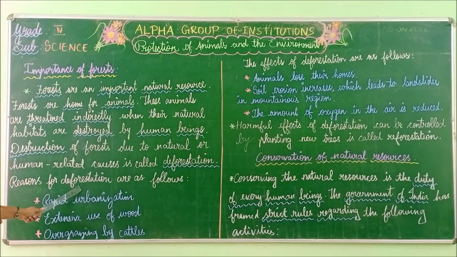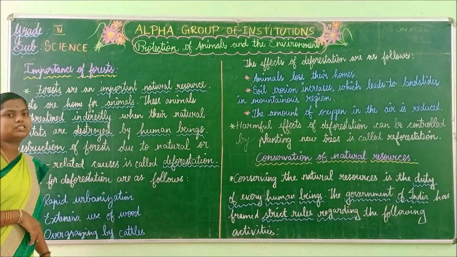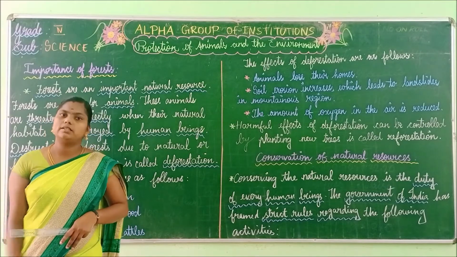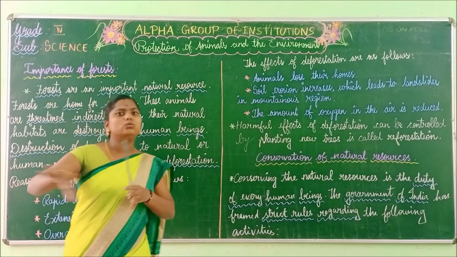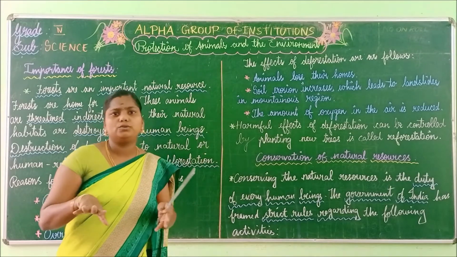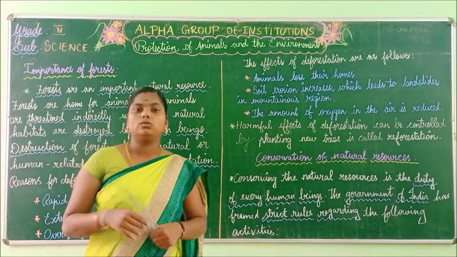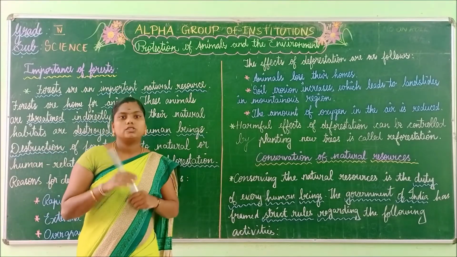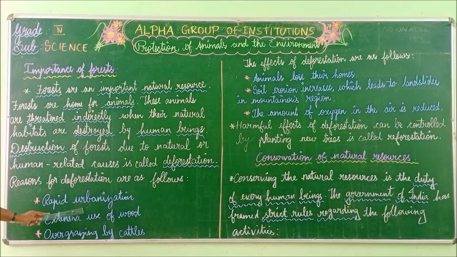Reasons for deforestation are as follows. Rapid urbanization. So what is meant by urbanization? So we know that village, town, cities, there are different kinds of places. When you go to a village or town, you can see small woods. Woods means here forest. A small number of trees will be around the village and town. But when you want to make the place a city, what will we do? We will cut all the trees or the small woods which are near the city. So like this, we people destroy the forest. That is called rapid urbanization.